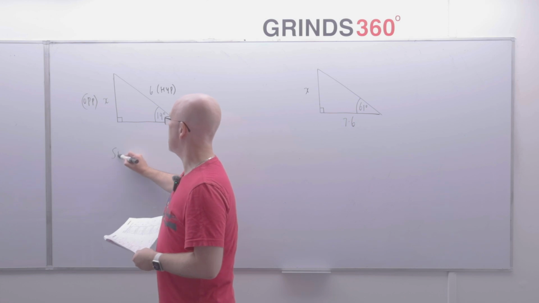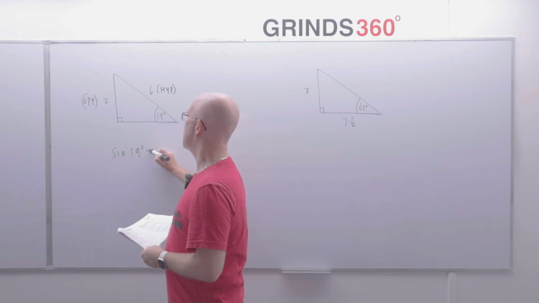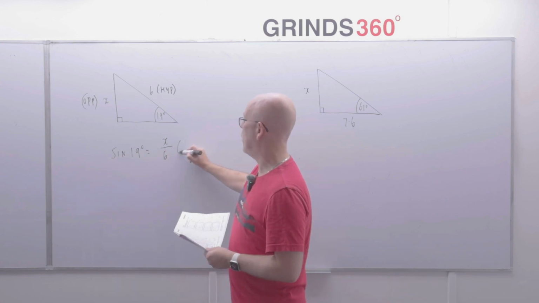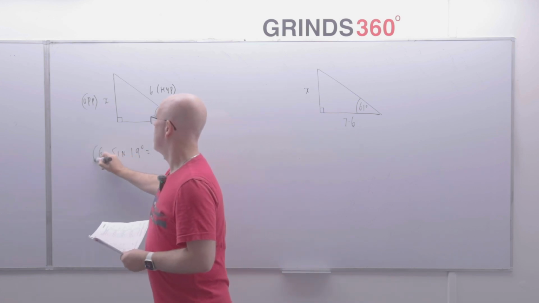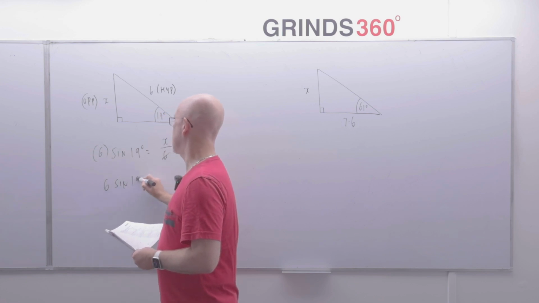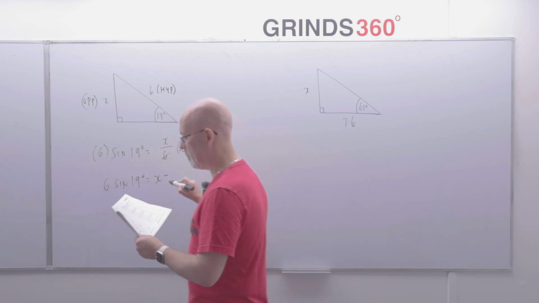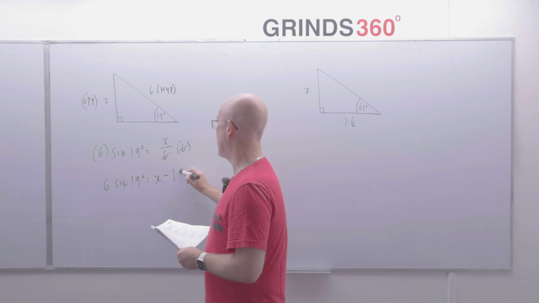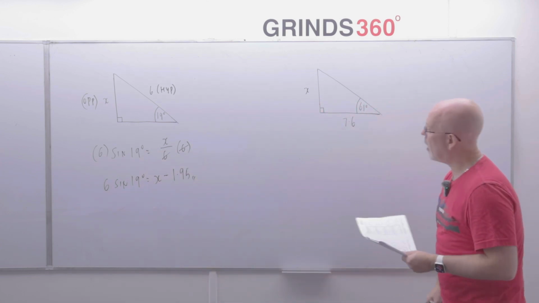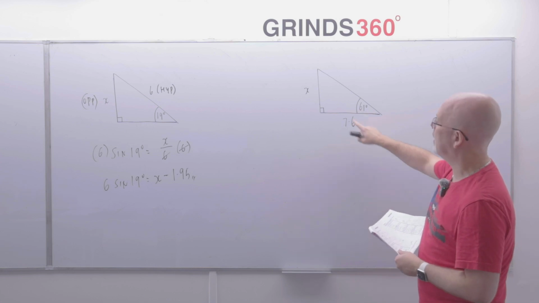Then the sine of 19 degrees is equal to the opposite, which is x, over the hypotenuse, which is 6. We'll multiply both sides by 6 to remove the fractions here. And I get 6 times sine 19 degrees is equal to x. If I pop that into my calculator, I get about 1.95. Is my answer there.